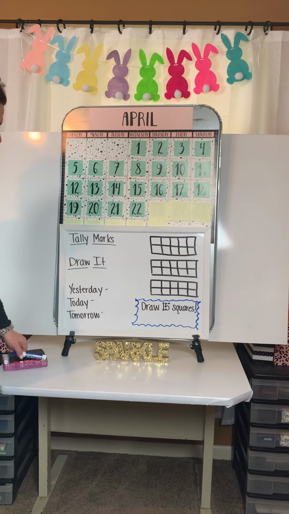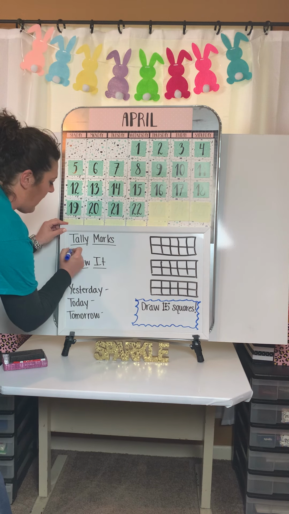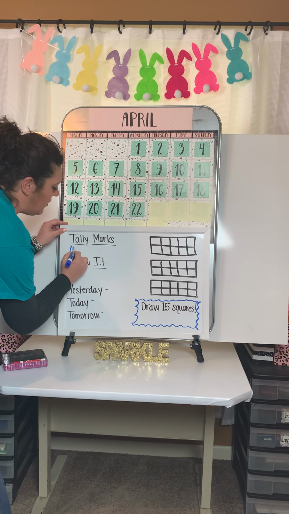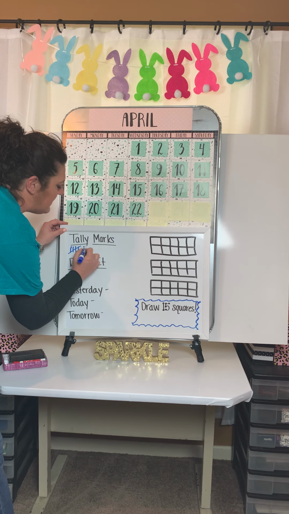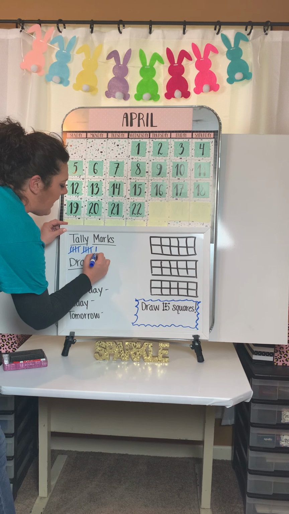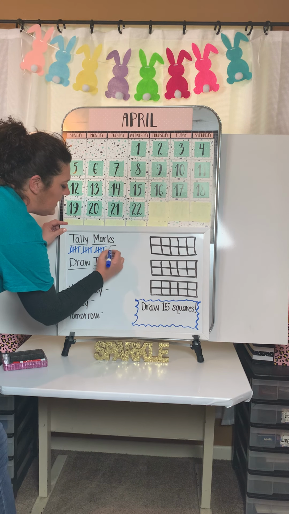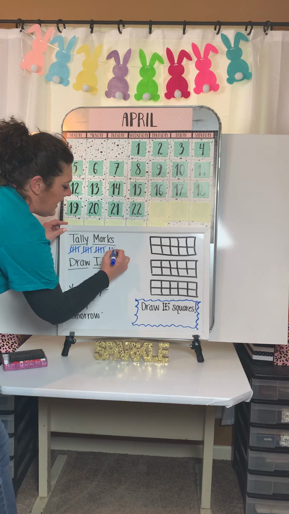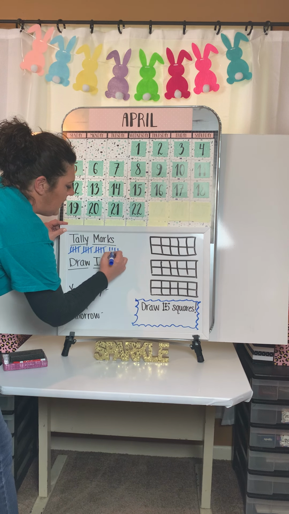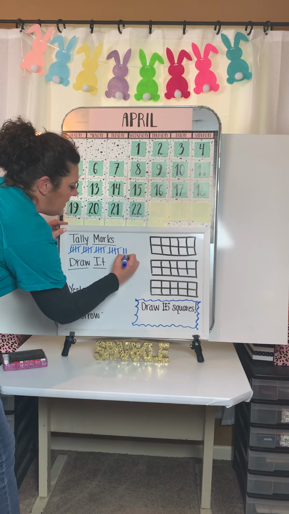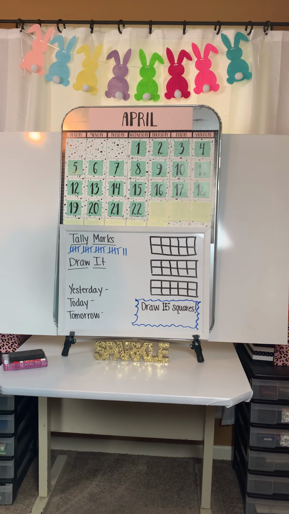Excellent job. Let's do tally marks. We are counting up to 22. Here we go. 1, 2, 3, 4, 5, 6, 7, 8, 9, 10, 11, 12, 13, 14, 15, 16, 17, 18, 19, 20, 21, 22. Excellent job, friends.